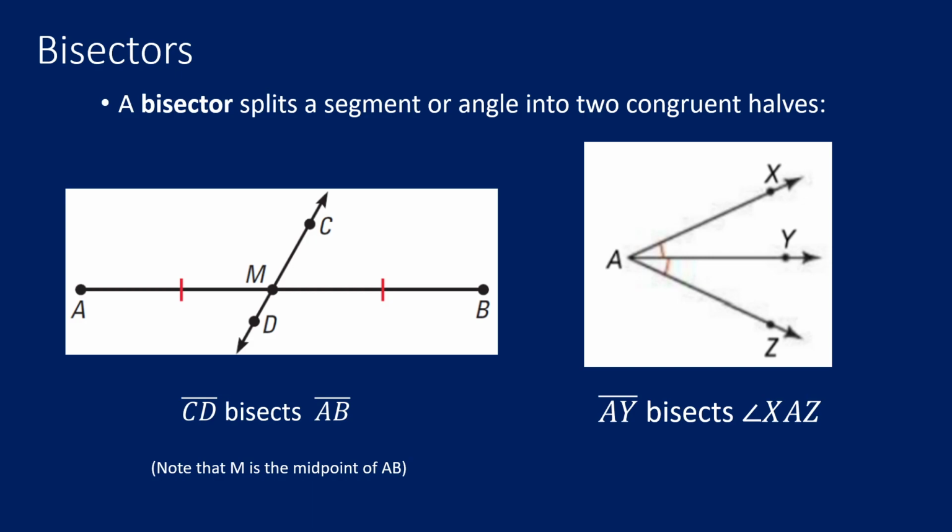For a segment, we're always going to be going through the midpoint. So if something is bisecting another segment, that means it is going through the midpoint of that segment. And so we would say CD bisects AB.